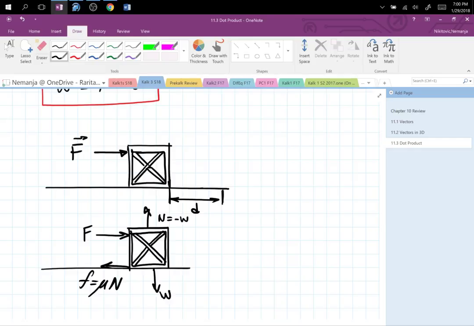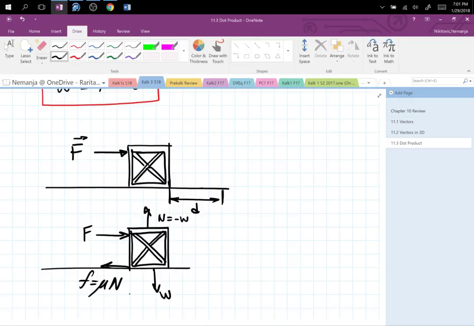So you can see that the heavier the crate, the normal force is a larger number. The larger number goes in here and makes the friction force larger, which means this force needs to be larger to counter all of that, right? So you have to beat the friction. It's much easier to move the fridge on ice than on asphalt, right? If you're dragging it. Coefficient of friction is much lower on the ice, right?